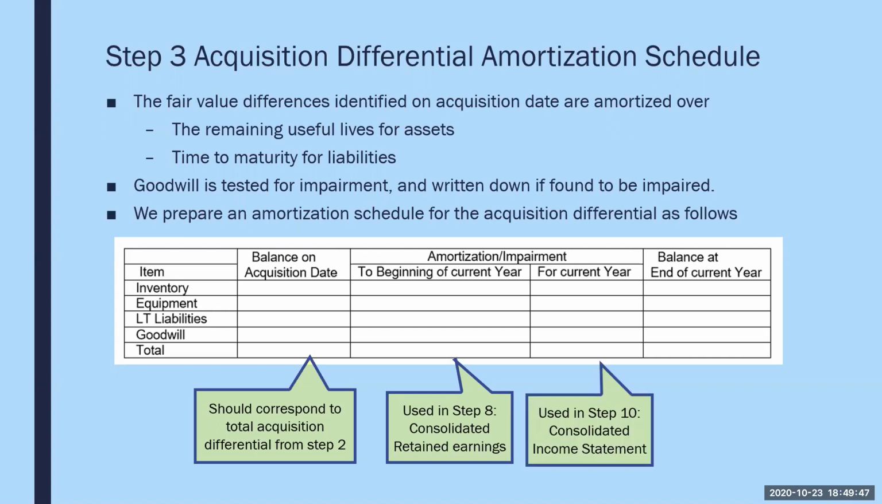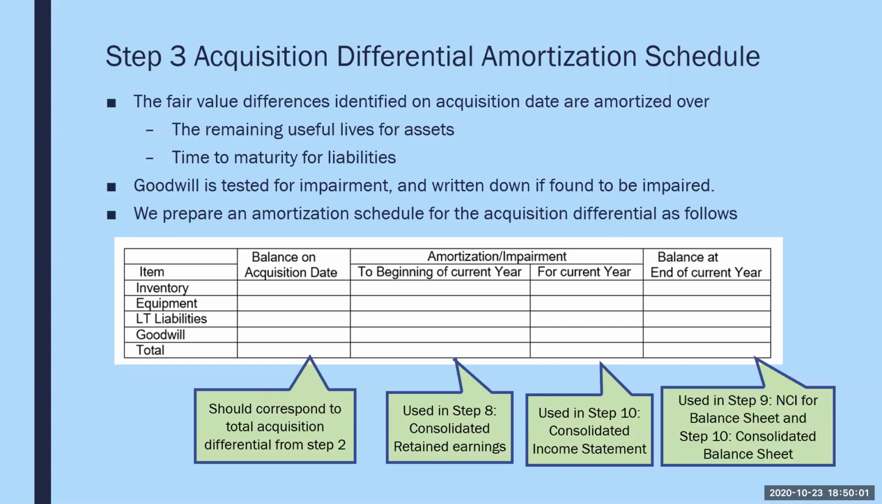The amount for the current year is used in step 10, calculating the consolidated income statement. And we also actually use it for step 7 when we calculate the consolidated net income. And the balance that remains at the end of the current year is used in steps 9 and 10.